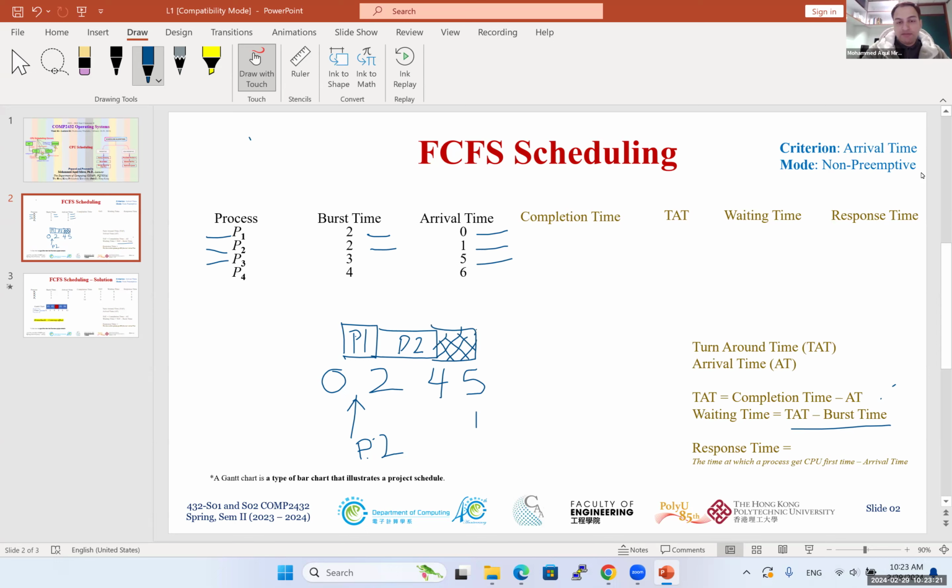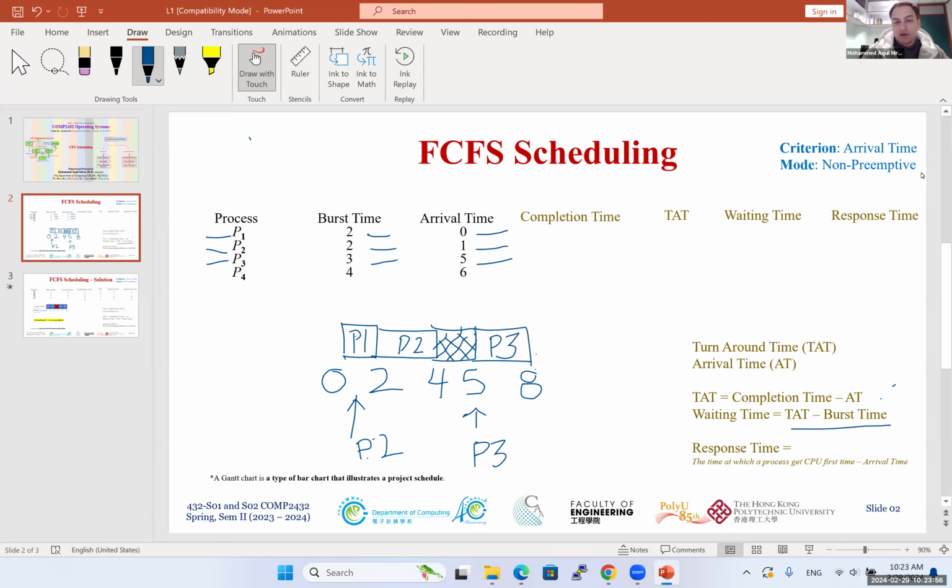Now at the 5th unit of time, our process P3 has arrived. When P3 has arrived, P3 will execute its process. How long does P3 need to execute? P3 needs the CPU for 3 seconds. So it will execute for 3 seconds. So 5 plus 3 is 8. We will just have the execution here.